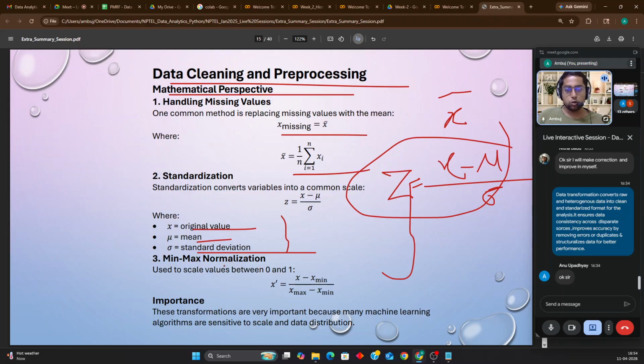For min-max normalization, you scale the values between 0 and 1. That is x minus x minimum divided by x maximum minus x minimum. Transformations are very, very important in machine learning, as algorithms are sensitive to the scale and distribution of the data.